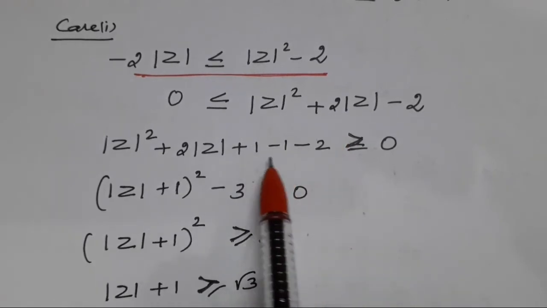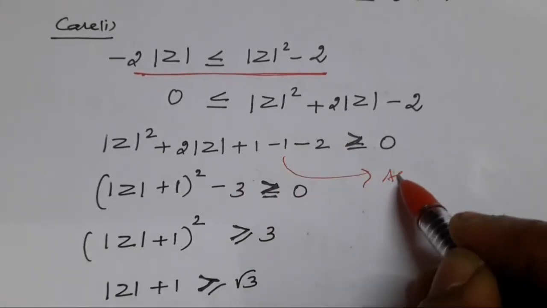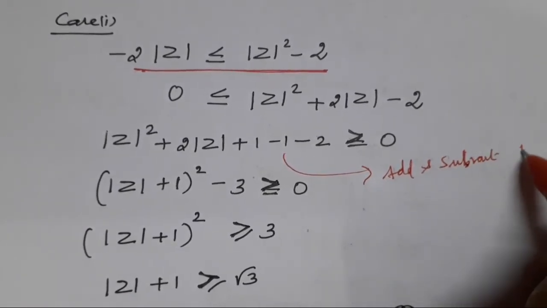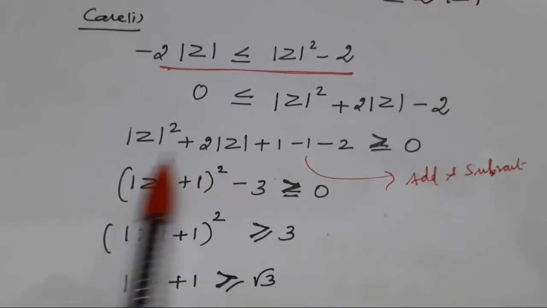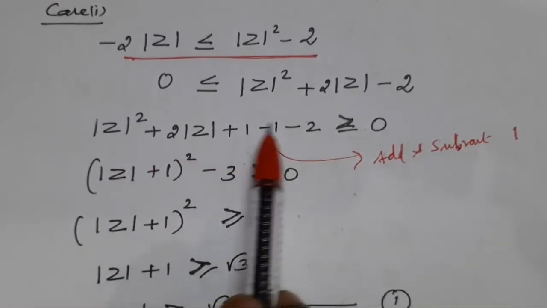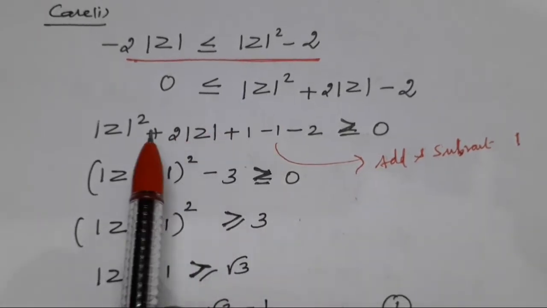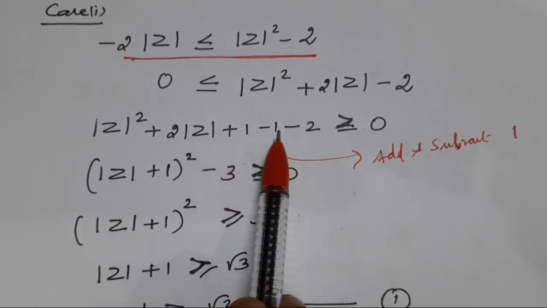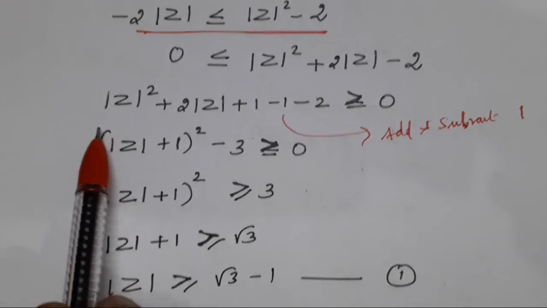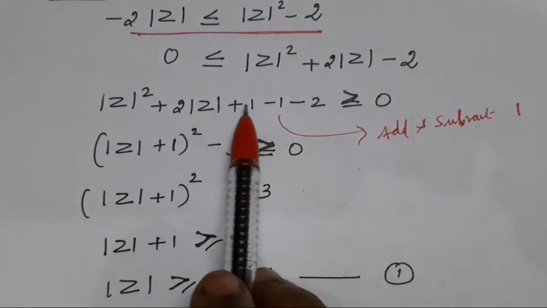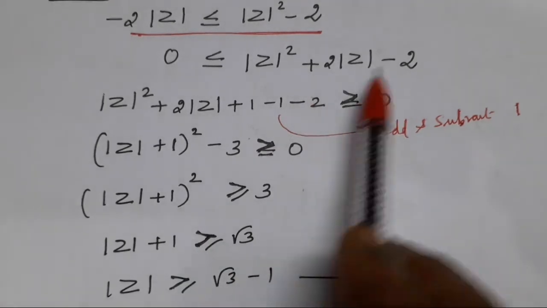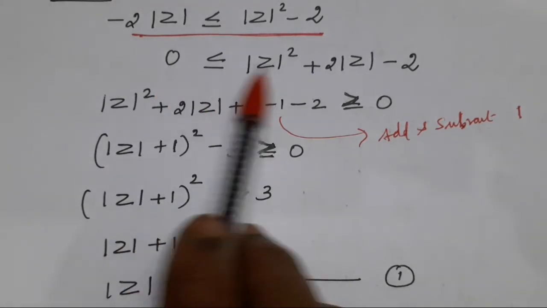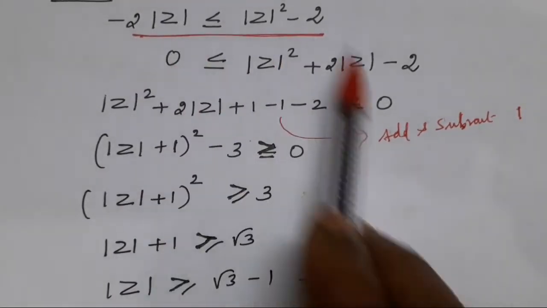We add and subtract 1. This is a very, very important step. Without changing the value, we want to make a square number. So modulus of z square plus 2 into modulus of z, add 1 and subtract 1, minus 2, greater than or equal to 0. This is the inequality; we change it so that less than or equal to becomes greater than or equal to.